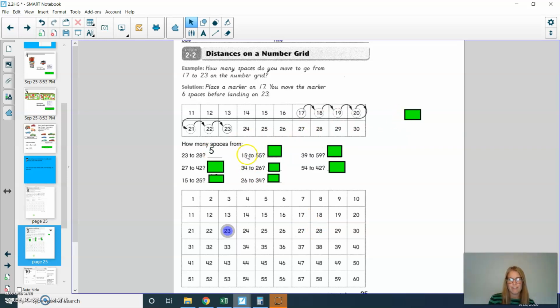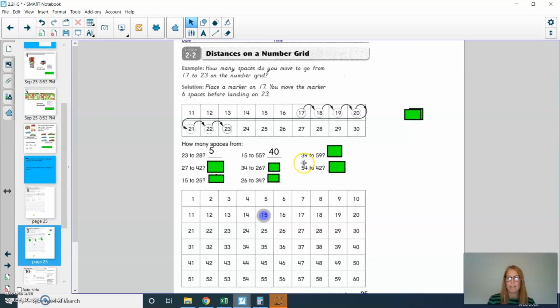I'm going to go from 15 to 55 next. So I'm going to put my counter at 15. Now, since I'm noticing that I'm going to be going straight down, then I'm going to count by 10. So instead of going across, I'm going to go down and count by tens. So I would have 10, 20, 30, 40. So to go from 15 to 55, I had 40. And again, I counted by 10. Since it's right below it, I would count 10, 20, 30, 40.